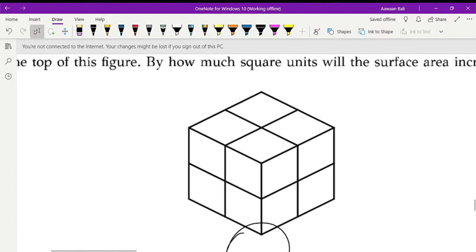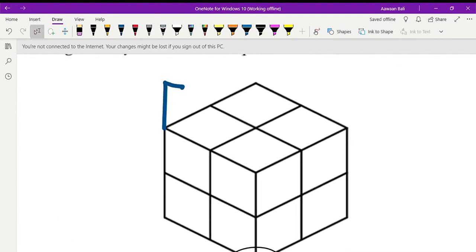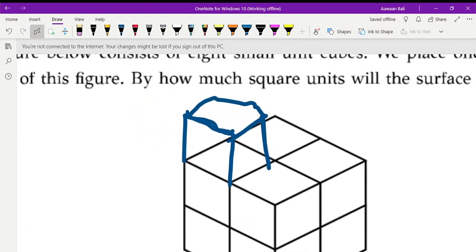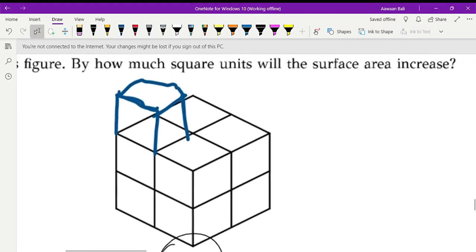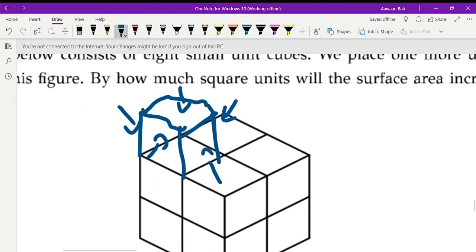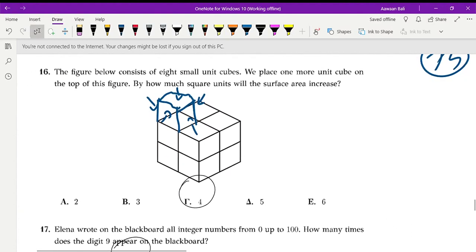Now it says we place one small unit cube on here. So let me draw one little transparent cube right here. In a cube there are 6 sides: at the back, this side, this side, this side, and this side at the bottom. However, when you think about it, the side at the bottom is covered, and the rest of the sides are not covered.